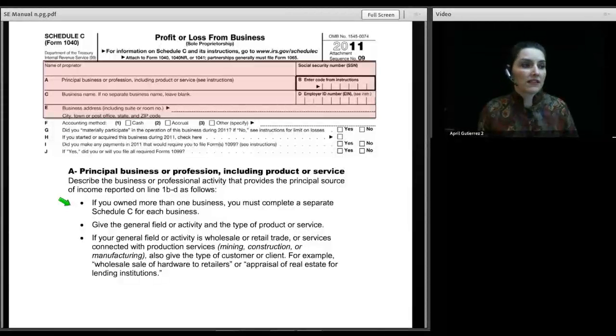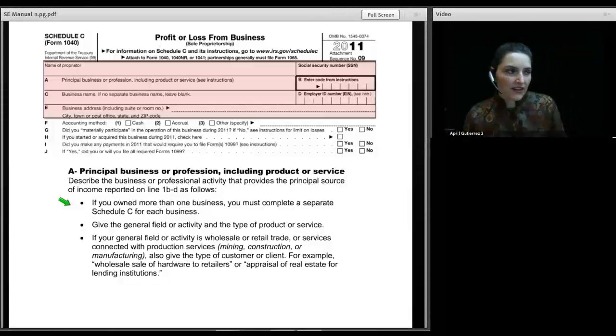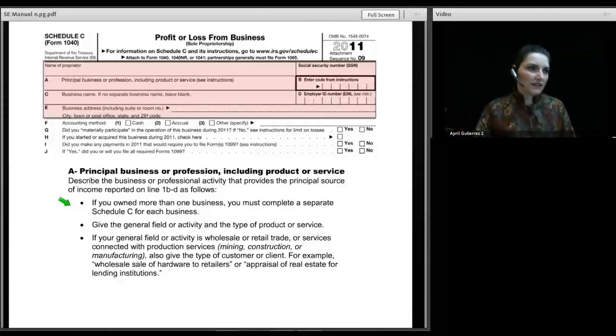And this is a question my clients give me sometimes. I do this business, I do that business. Can't I put them both together? And IRS doesn't want you to do that. Sometimes for practicality purposes, it happens anyway, but IRS prefers that you keep businesses separated.